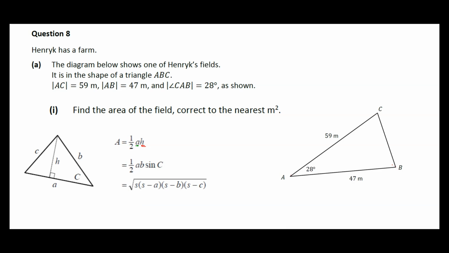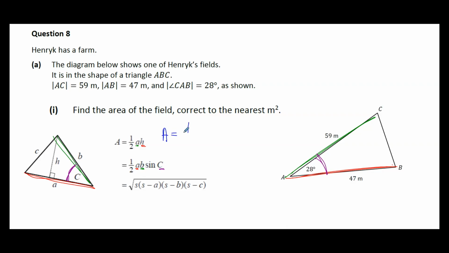The next formula has A, which is a side, has B, which is another side, and then it has capital C, and C is the angle in between those two sides. And that's what we have here. We have one side, we have the second side, and then we have the angle in between. So we're going to go for that one because we already have all the information.